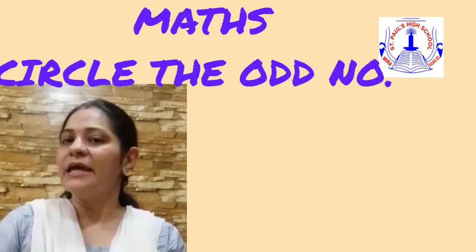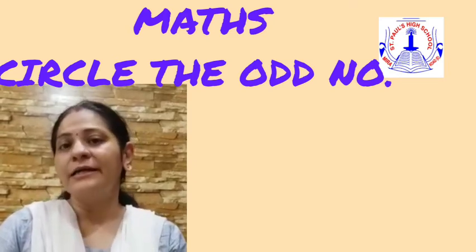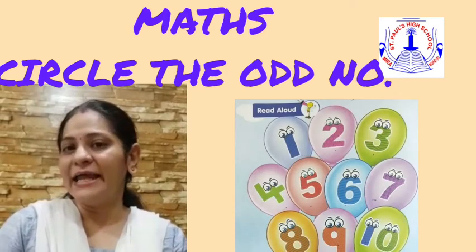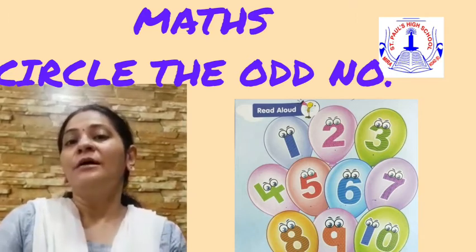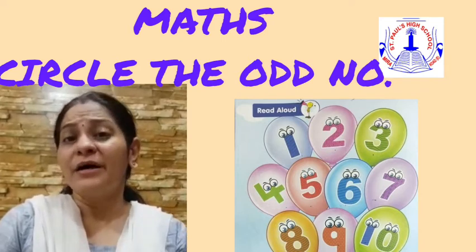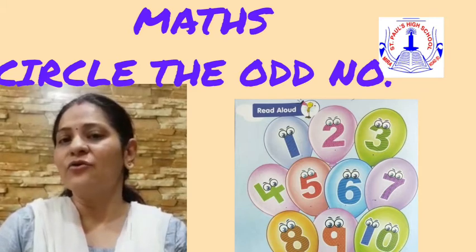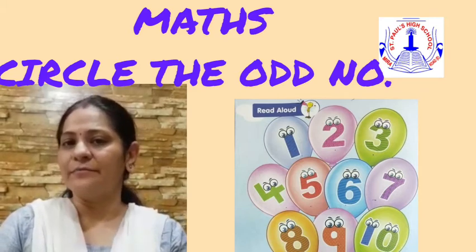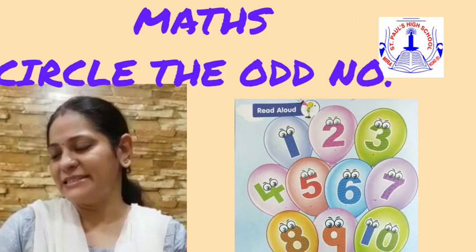So children, today we are going to study maths. And in maths, what are we going to learn? We are going to learn an activity, circle the odd number. But before that, I will show you some objects. But if objects are there, we cannot circle. So what are we going to do? We are going to remove the odd objects. Okay, children? So let's see.